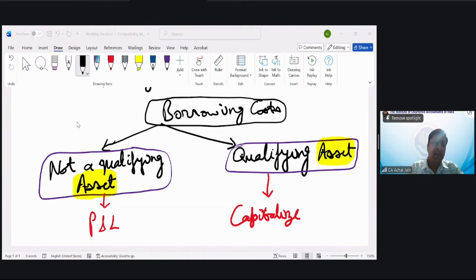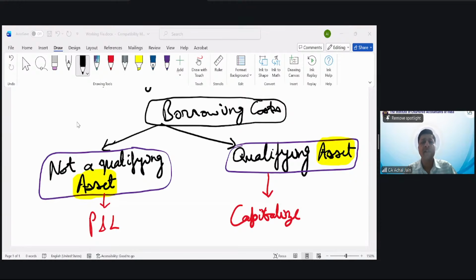Okay, very good. Now, as regards not a qualifying asset, there is no definition. The simple way to look at it is anything which doesn't meet the criteria of a qualifying asset. So you don't need to get into the criteria of what is not a qualifying asset. What you check is whether the asset is qualifying or not. If you say it's a qualifying asset, very good, capitalize.